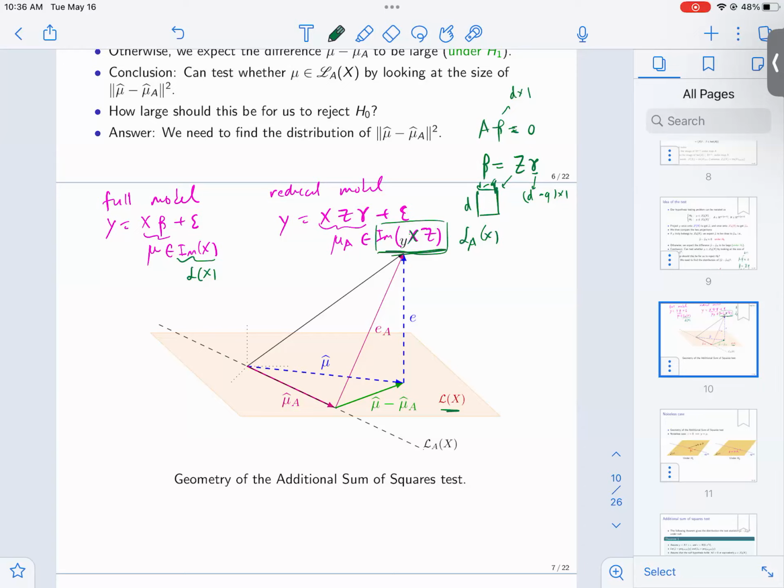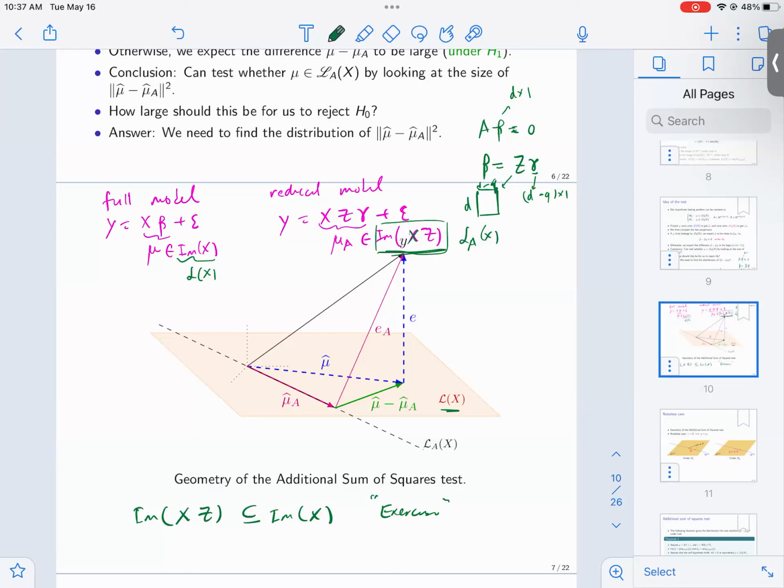Yeah, and then it turns out that it's easy to see that the image of this is inside the image of this. You write down what the image is. This is the set of all vectors that can be written as x beta. This is the set of all vectors that can be written as xz gamma, but z gamma is just some beta. So xz gamma is of the form x beta. So anything that is in this has to be in this as well. Okay, so the image of xz is a subset of the image of x. As an exercise, try to prove this from the definition of the image.